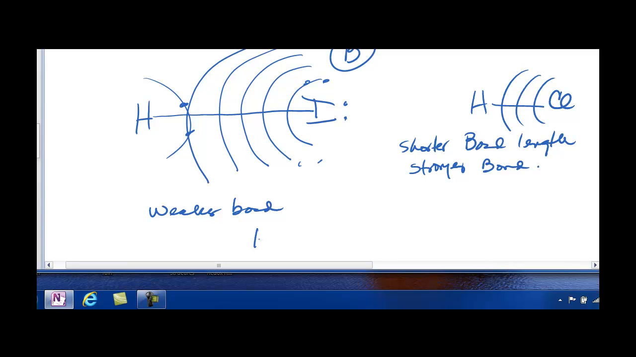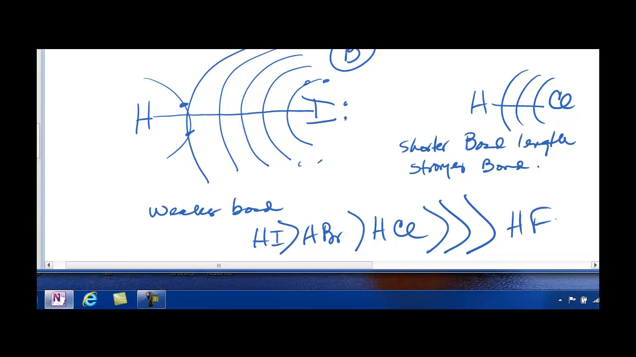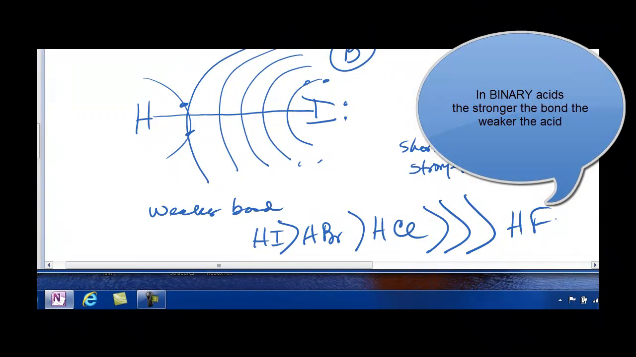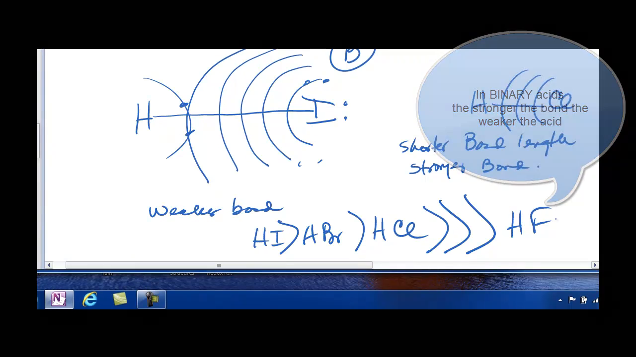So HI is a much stronger acid than HBr, which is stronger than HCl, which is far stronger than HF. HF is tiny. Fluorine is a tiny little element. So now we know electronic configuration. We tie that into Lewis dots. We tie that into bond strength, and we tie that into acidity.